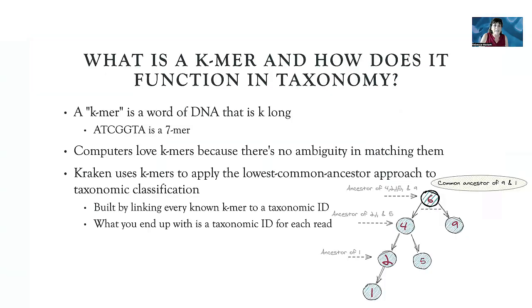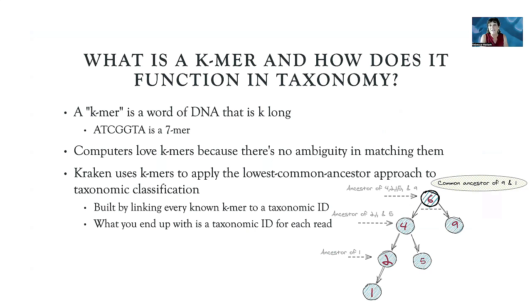So you may be asking yourself, what the heck is a k-mer? And how does it even function in taxonomy? Well, a k-mer is just a word of DNA that is K long. Like in this example here, ATCGGTA, that's 7. That's a 7-mer. If I added a G to the end, that would be an 8-mer.